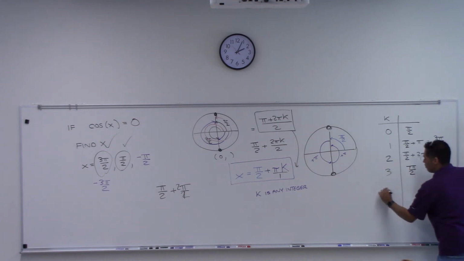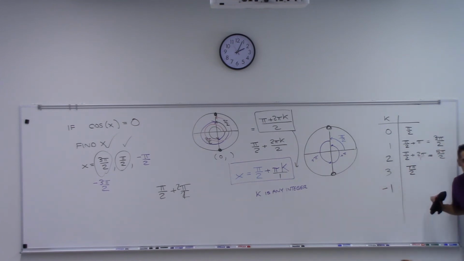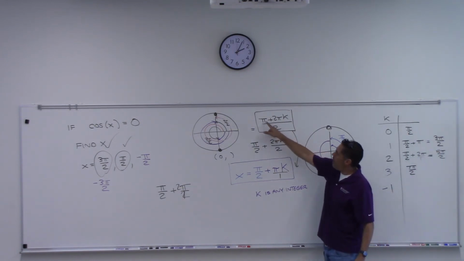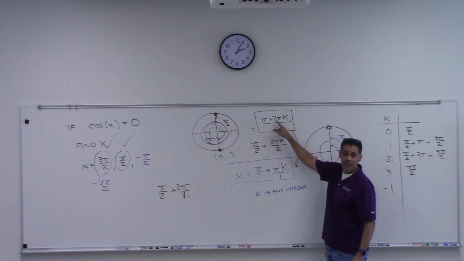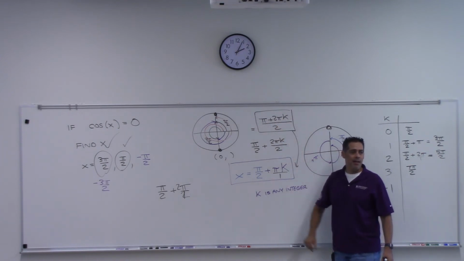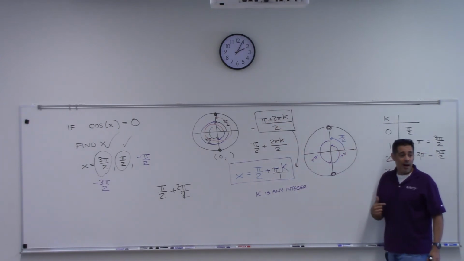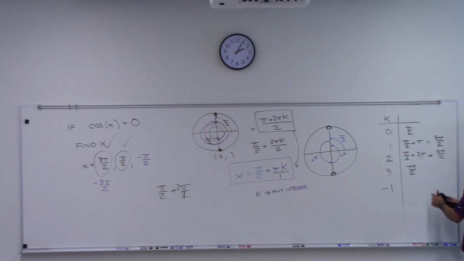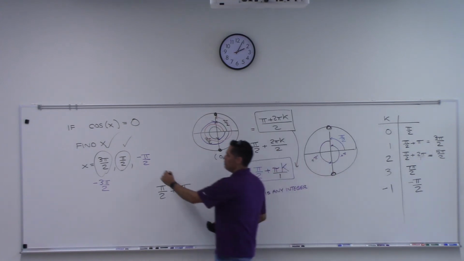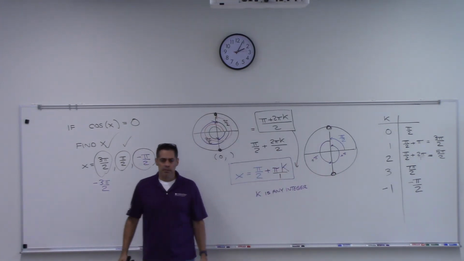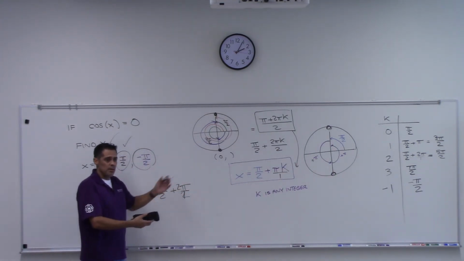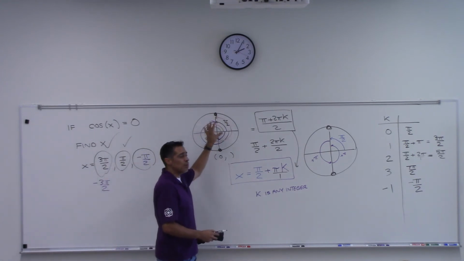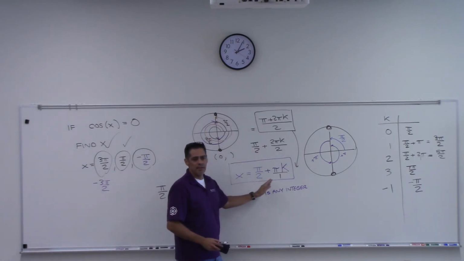How about some negatives? What if you plug in negative 1? Because remember, integers can be negative. Plug in negative 1. What's pi plus negative 1 times 2, which is negative 2? So what's pi take away 2 pi? Negative pi over 2. And that's this one. You see I have all of the answers? All infinitely many answers are represented by that or that.